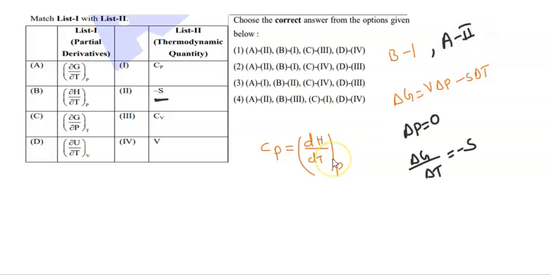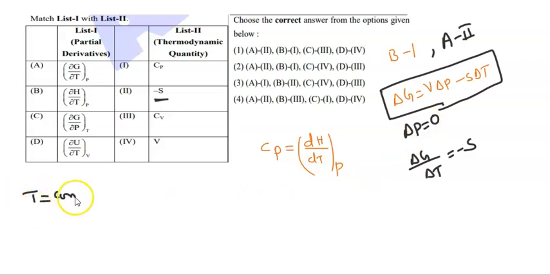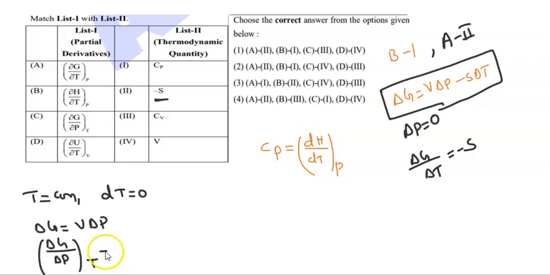And now from this equation dG is equal to VdP minus SdT. If I take temperature as constant, then dT is equal to 0. Then delta G is equal to V delta P. Then delta G by delta P at constant temperature is equal to V. That is option 4. So dG by dP at T is equal to V. So C is matched with 4.